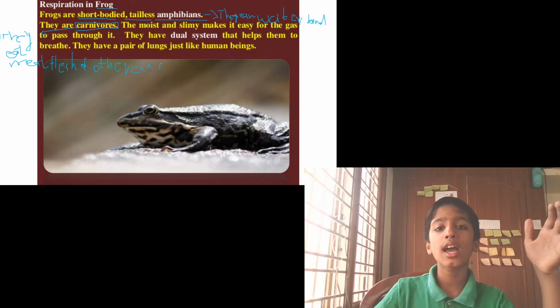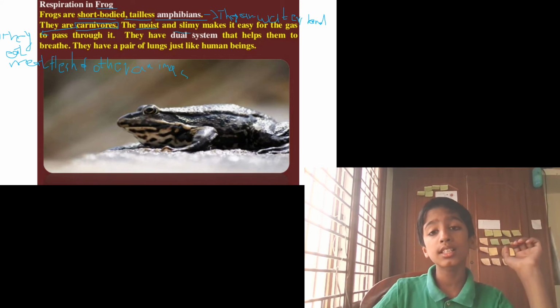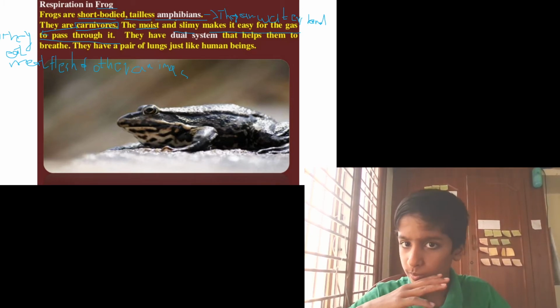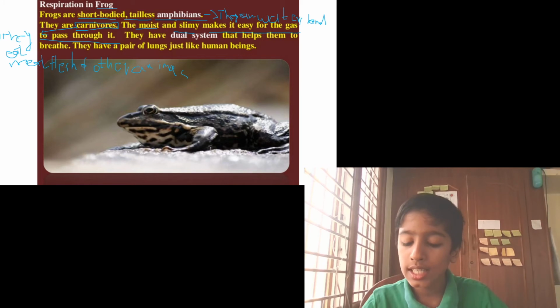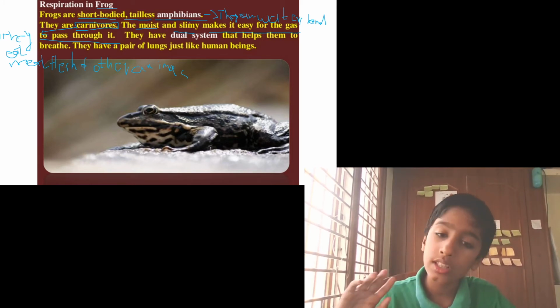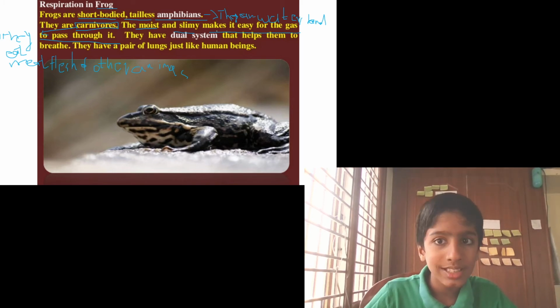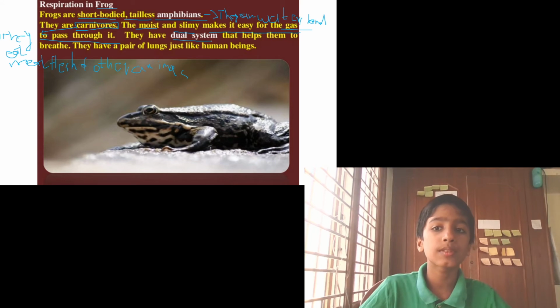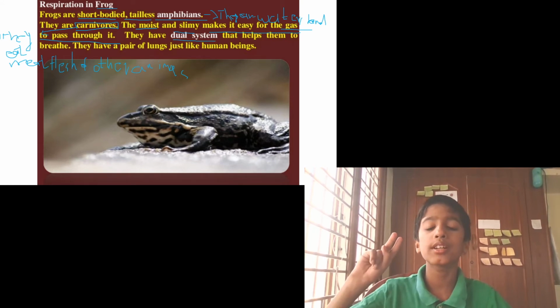So the moist and slimy skin makes it easy for the gas to pass through it. Yes, I told you for the gas exchange, the earthworm's skin is very moist. It's the same for the frog. Their moist and slimy skin helps with gas exchange, and they have a dual system that helps them to breathe. Yes, they have a dual system. What is the meaning of dual?